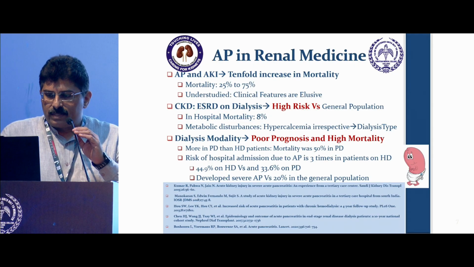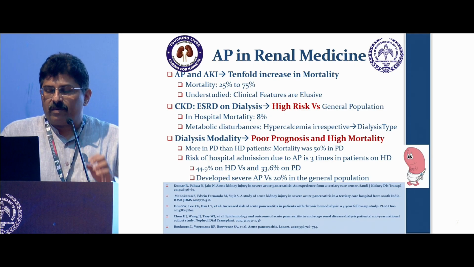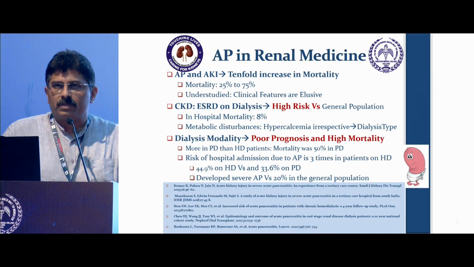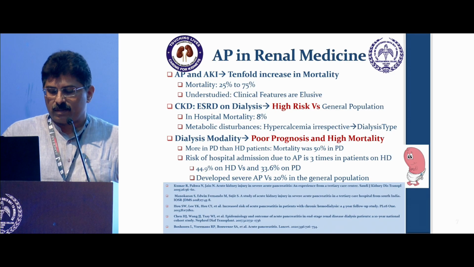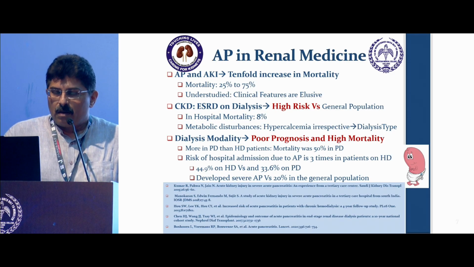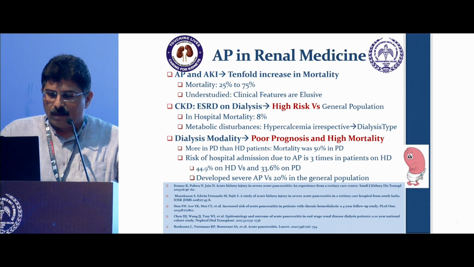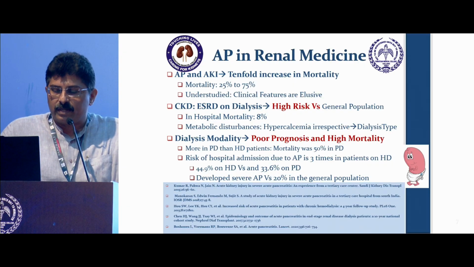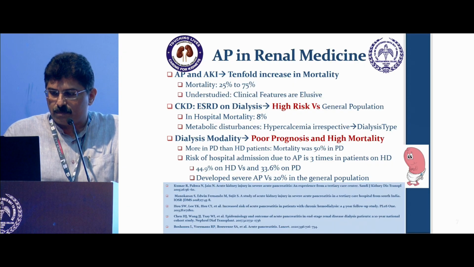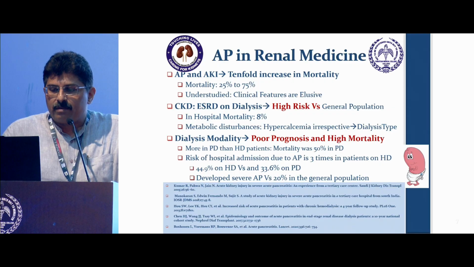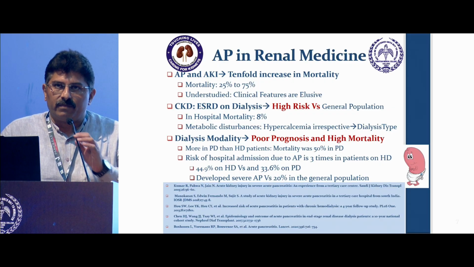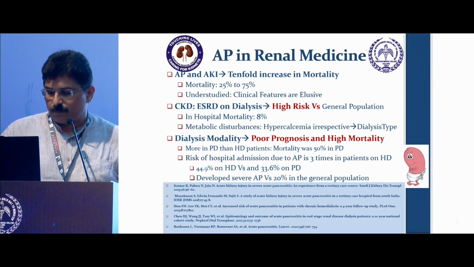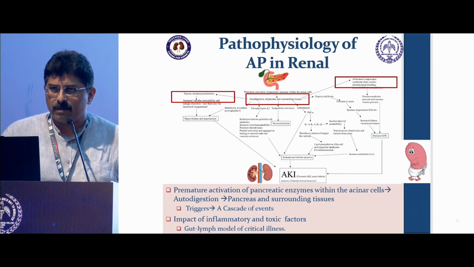What about the dialysis modality? Does it play a big role in the outcomes of patients who present to you with acute pancreatitis? We see more of them in those on peritoneal dialysis than on hemodialysis patients. The mortality is about 50%. Now, the risk of hospital admission due to acute pancreatitis is always more than 3 times in patients on HD, and they develop severe acute pancreatitis, about 20%, when compared to the general population.